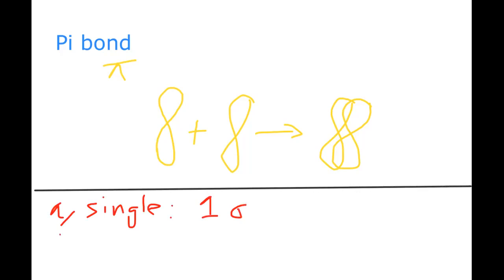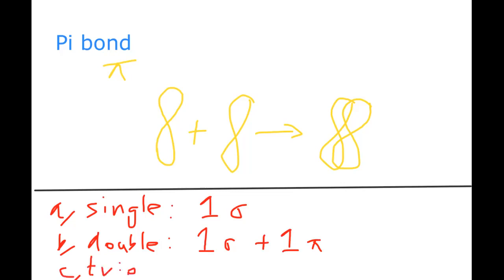If the bond is a double covalent bond, then there is one sigma bond and one pi bond. And if the bond is a triple covalent bond, then there is one sigma bond and two pi bonds. We'll do the structure and how to draw the pi bonds and sigma bonds in more detail in hybridization.